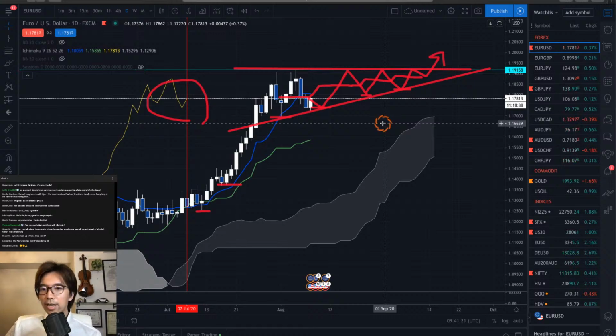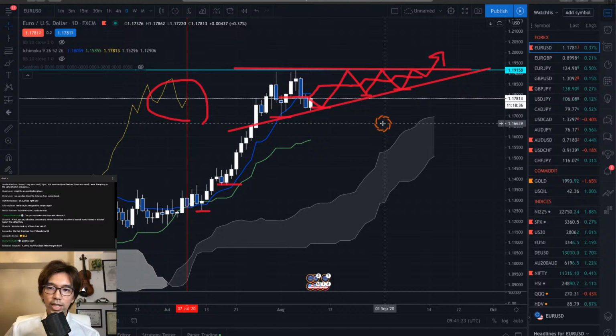Can you talk about the scenario where the candles are above a bearish Kumo instead of bullish Kumo? When the candle is above the bearish Kumo, then that will be a range. So you have to wait for the twist up Kumo.